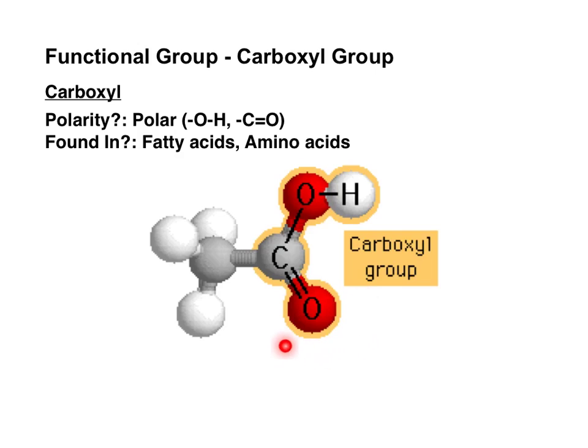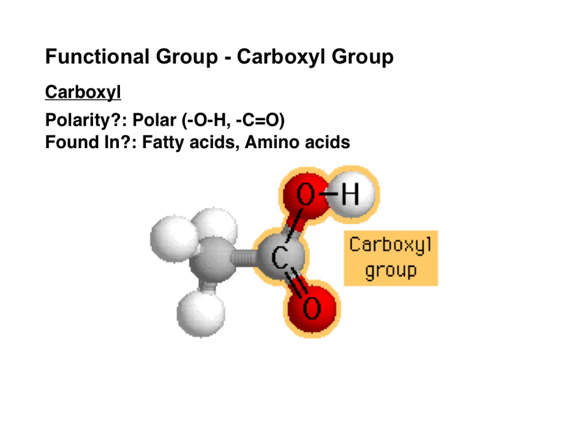Now we have to be careful here, because it looks at first glance like what we have is a carbonyl group and a hydroxyl group. But we really don't have that. Remember that in the case of the carbonyl group, this carbon atom was bound to two other carbon atoms, or a carbon atom and a hydrogen atom. At no point was this carbonyl carbon bound to another oxygen atom. So this is a special type of functional group. Again, it's the carboxyl group.